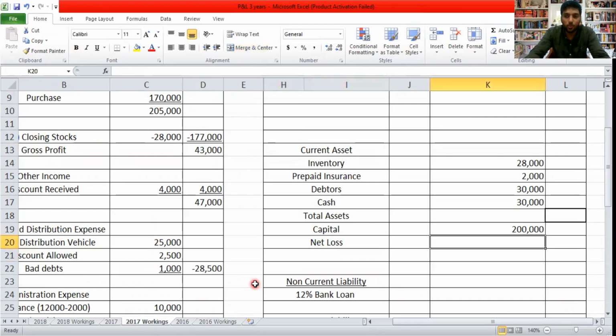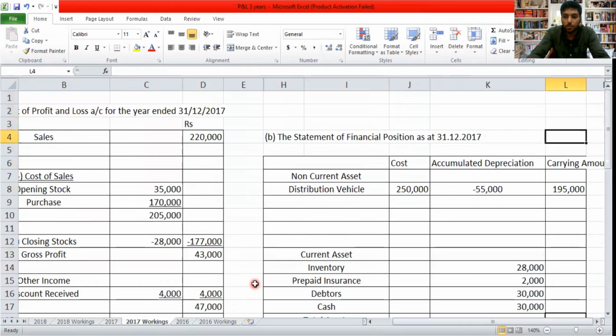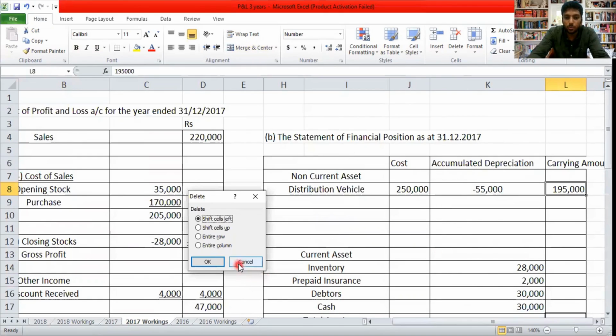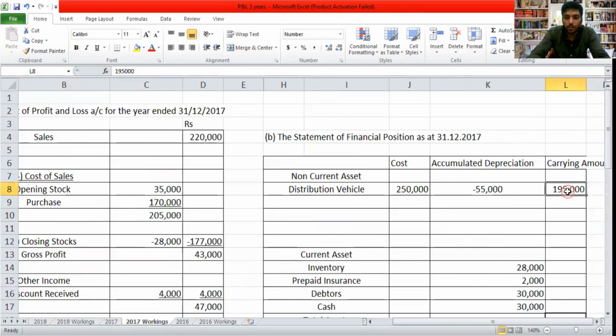So how much is the net loss? Net loss is 7,000. So we have recorded net loss. 200,000 plus 7,000 will give you 207,000. There's no drawings in the business, so we don't have anything to deduct. I'm going to take 195,000. That's all. You don't have any land or building. So I'm going to bring the same balance down. Non-current assets total is 195,000. It's better you put a line and bring it down.